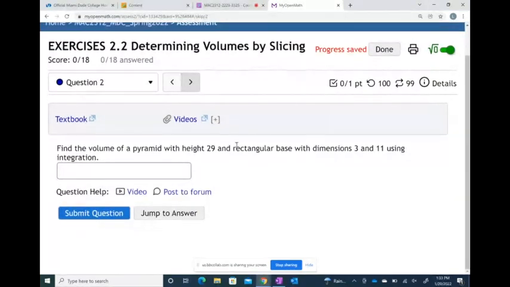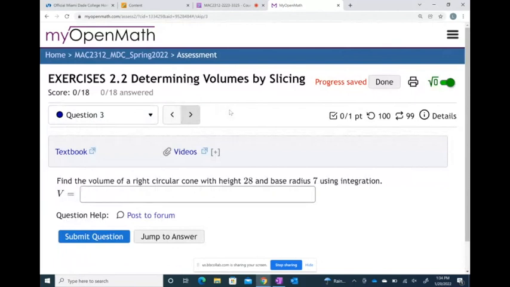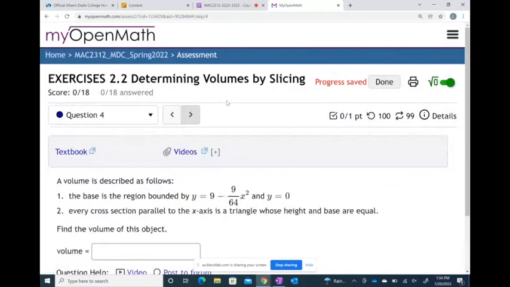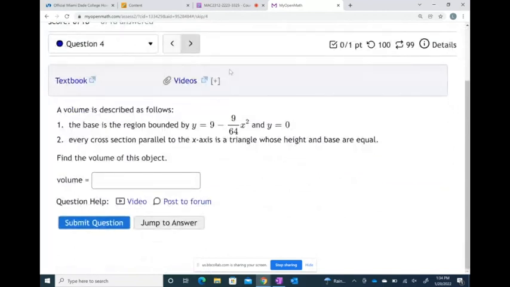Let me do something different. I don't want to do the same thing twice. So let's see. Same thing. Find volume of a pyramid. Right. So the same thing. Okay. Here is a right circular cone. That's the same idea, like I said, with a circle. And I get something more interesting.